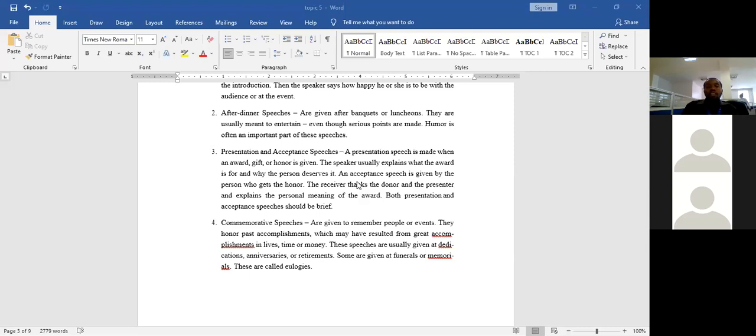So that one is known as commemorative speeches. The same also happens during Mashujaa Day. There is a lot that is said about those people who were in charge of fighting for the freedom of this country. Those ones are usually known as commemorative speeches.